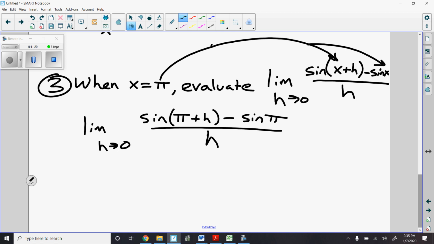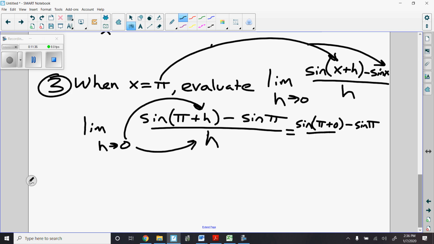So plugging in 0 now for h, I get sine of pi plus 0 minus sine of pi over 0. And again, pi plus 0 is just pi. So sine pi minus sine pi would be 0 over 0. So I get that indeterminate form, so I know that L'Hopital's rule can apply here.